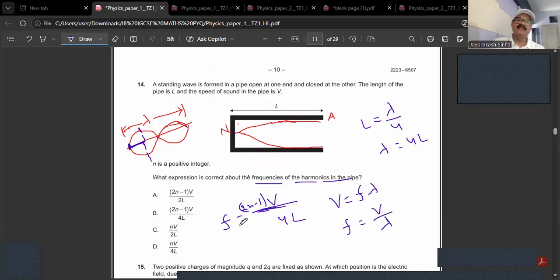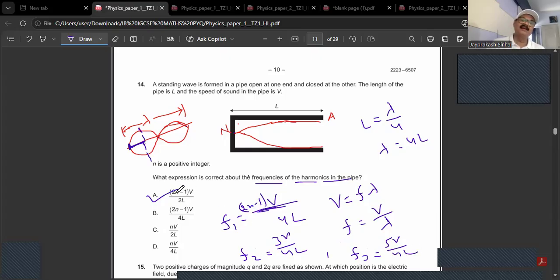Similarly, we'll get the second harmonic. In the same way we can find the second. If this is your first harmonic, then the second harmonic will be what? 2 into 2, 4 minus 1, 3V by 4L. Similarly, we can find the third harmonic. That will be 2 threes are 6, 6 minus 1, 5, 5V by 4L.